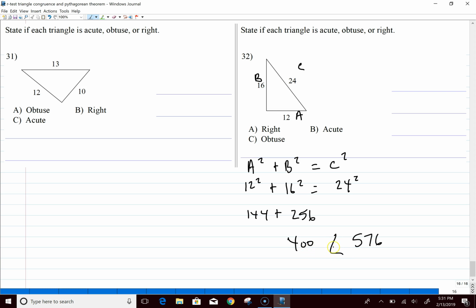They are not equal. If they're equal, it's a right triangle. If the left side is bigger, then you have an acute triangle. But if the right side is bigger, like we have here, this is a less than sign. The 576 is greater. The right number is greater. That means we have an obtuse triangle. When the right number is bigger, we have an obtuse triangle. When the left number is bigger, it's acute. When they're equal, it's right.